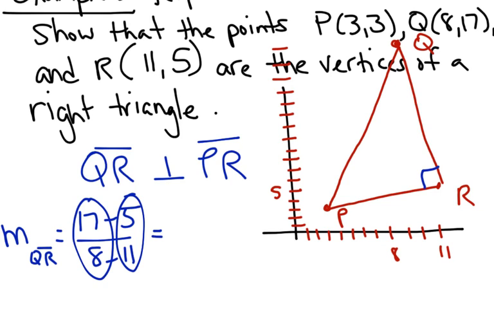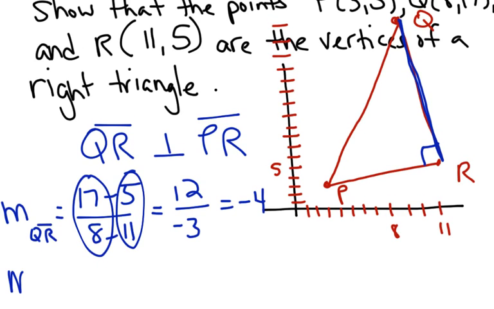All right, so 17 minus 5 is 12. 8 minus 11, negative 3. So I'm going to get negative 4 is the slope of QR, and here's my line for QR, and it looks like it's going down from left to right, and it's pretty steep, so negative 4 as a slope makes sense.